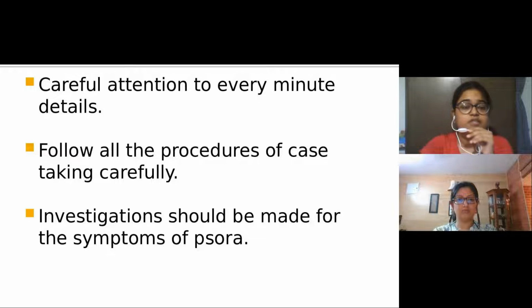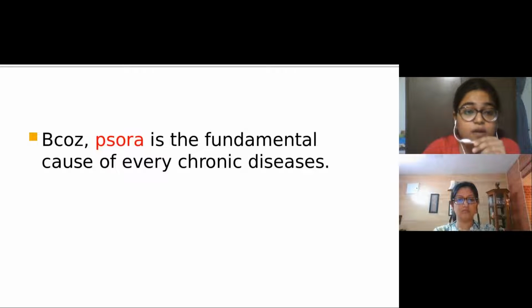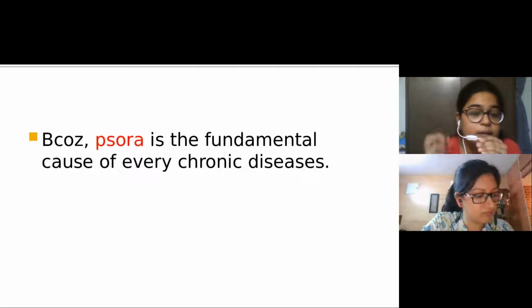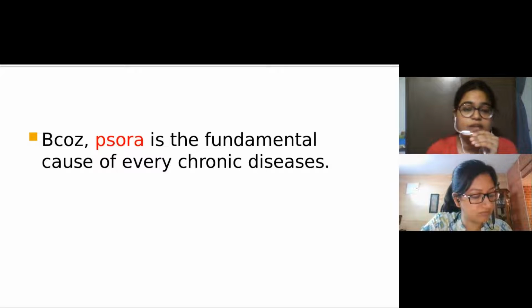Investigation should be made for the symptoms of SORA. Like we all know that SORA is the fundamental cause of every chronic disease. So after case taking, we have to investigate what is that maintaining or what is that fundamental cause जो कि chronic disease कुछ time के लिए ठीक हो जाता है फिर वापस आता है. इसकी chronic nature के लिए what is the fundamental cause? What is this SORA?